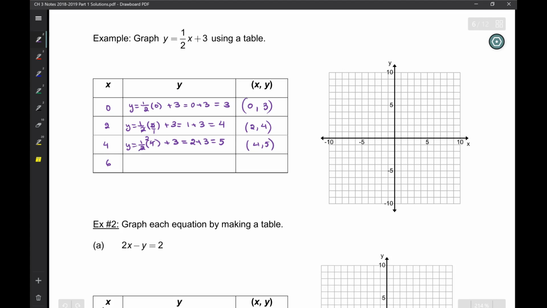If you have to graph it, if it says graph by x-intercept and y-intercept, that's how you do it. If it says by choosing values, you have, yes.